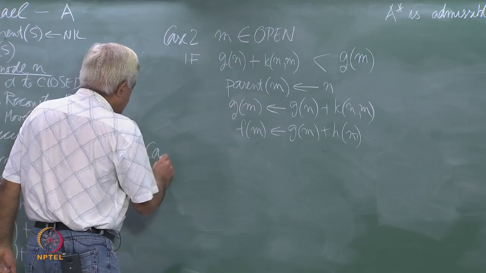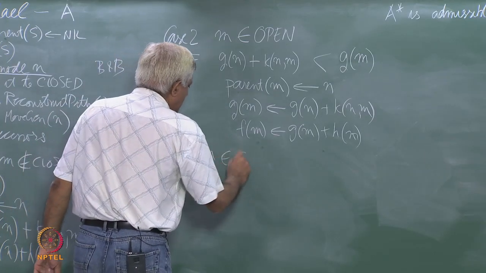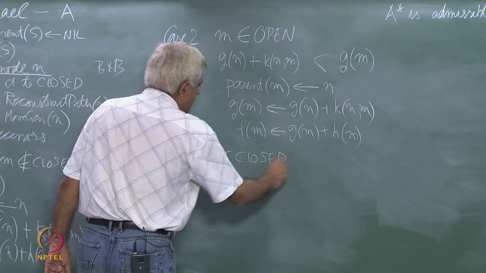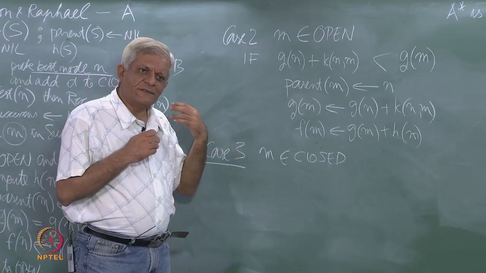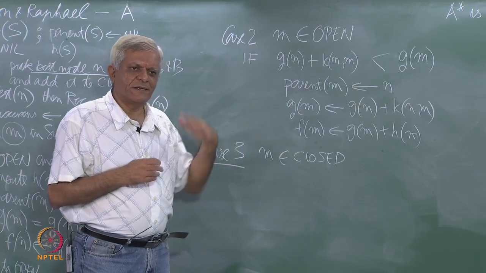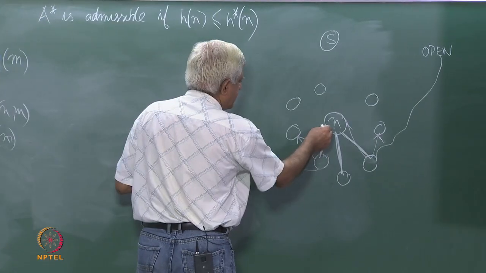Case 3, M belongs to closed, which means you had already visited M and expanded M and generated children of M and so on and so forth. So, let us take this as a case.